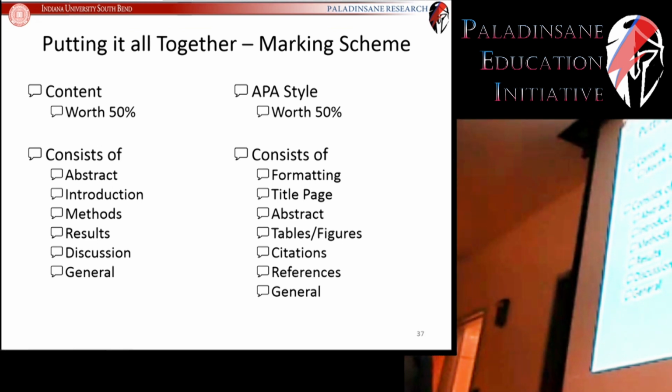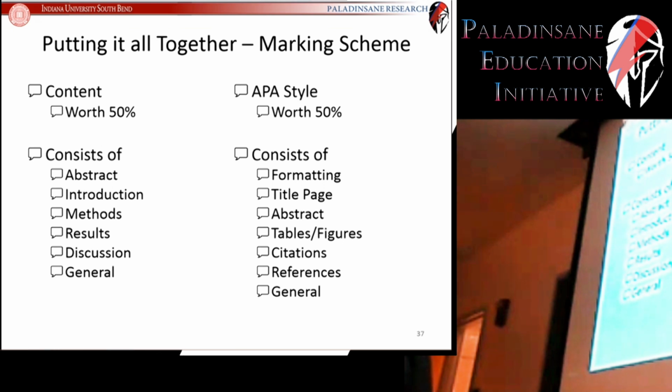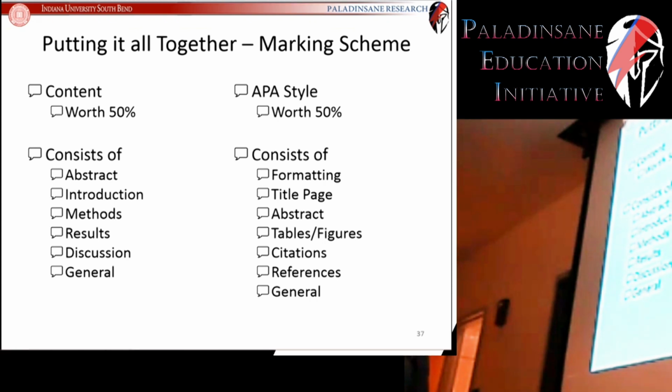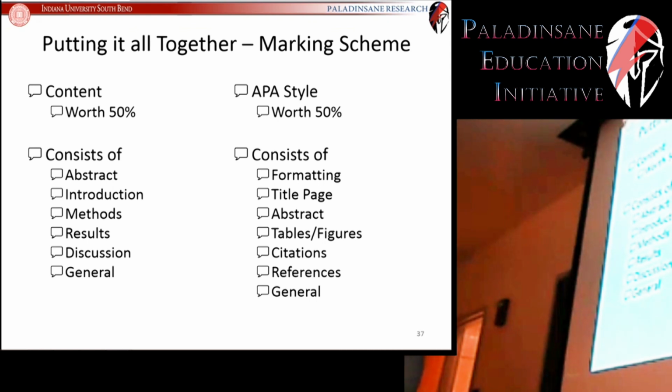So when I'm grading this paper, I will grade for content. And I'll take a look at what's the content in your abstract. What did you actually write in your abstract? Are you missing, for example, the introduction sentence for your abstract? What's in your introduction? Did you talk about reconstructed memory? Did you talk about group memory? Do you have a hypothesis?